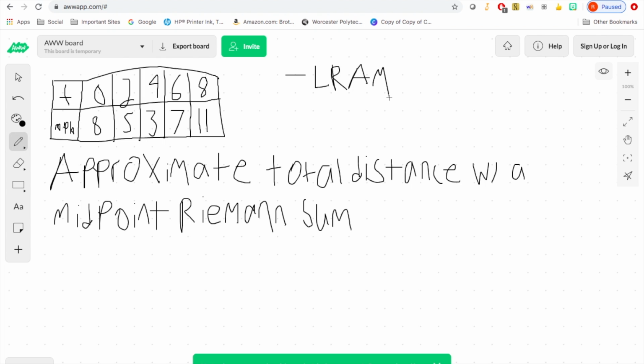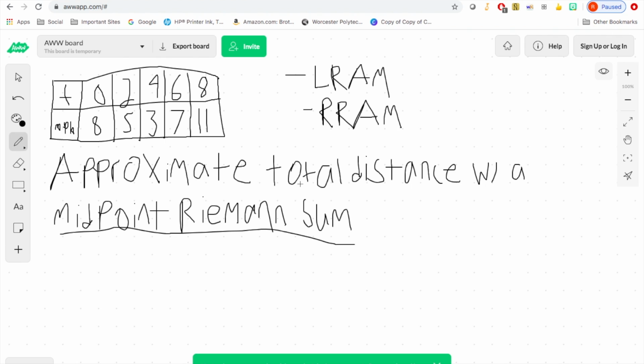Now, in this video, I'm going to cover MRAM, which is in between RRAM and LRAM, as you will see in just a second. Typically, it's known as a midpoint Riemann sum, as I said here. So this is the same exact question. It's a bit of a different table, but it's the same question.